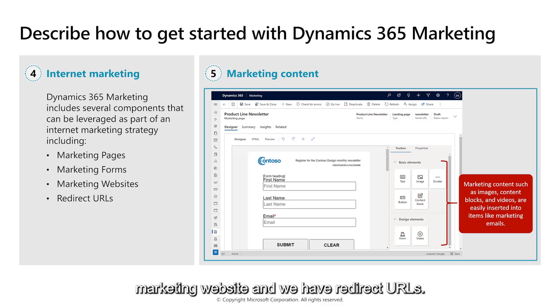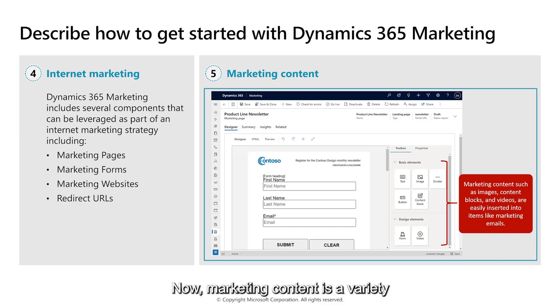And we have redirect URLs, and these redirect through the Dynamics 365 marketing server on the way to another piece of content. So we can give somebody a link to a specific piece of content. We want to know, have they clicked on the link or not? A redirect URL will allow us to track whether that's happened.